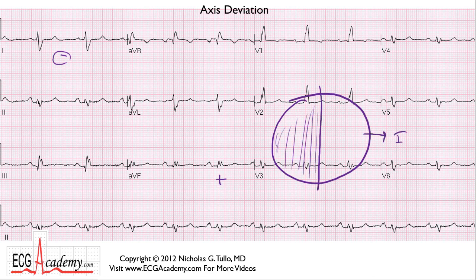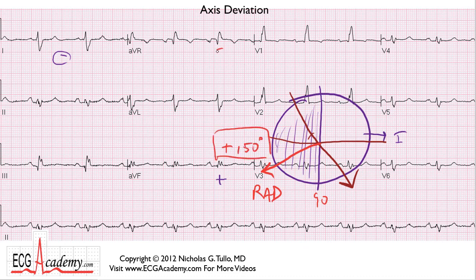Lead 2 seems to be most isoelectric. Remember that lead 2 is going in this direction, 60 degrees above the horizontal. So the axis in this tracing looks to be over here, a marked right axis deviation. It's 90 plus another 60. That gives us plus 150 degrees.